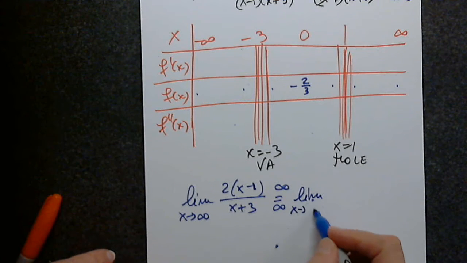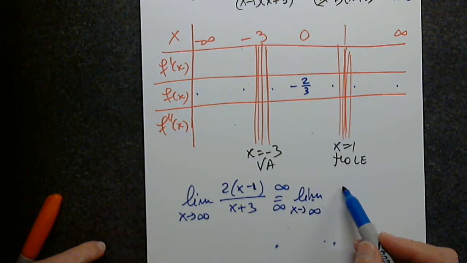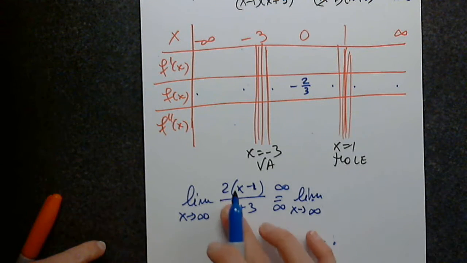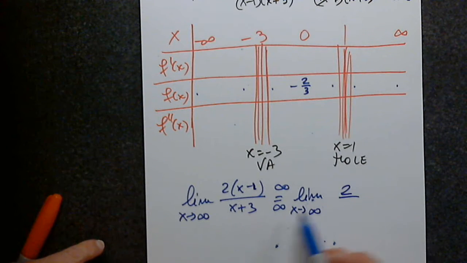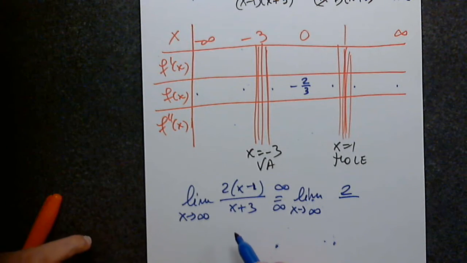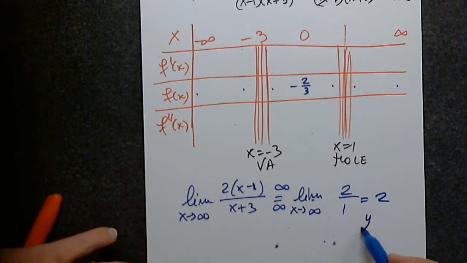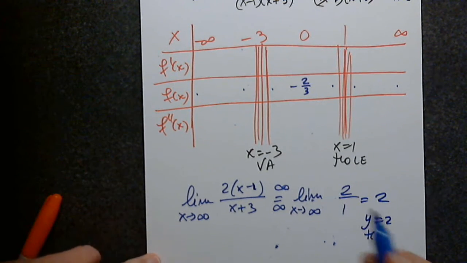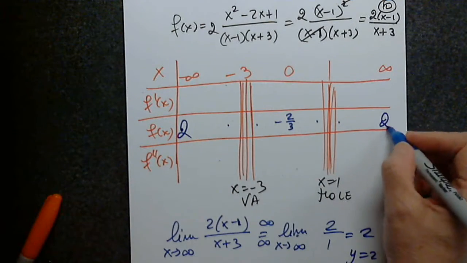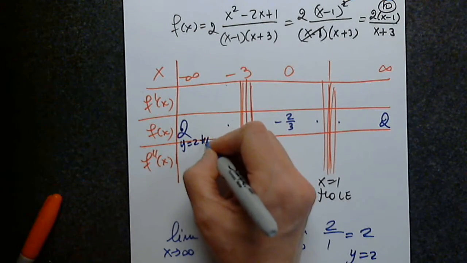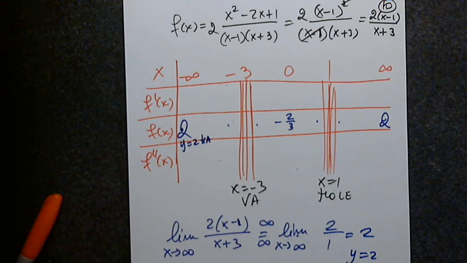What do we get when we differentiate the top? Times the 2 in front, which is 2. We differentiate the denominator. So what is the horizontal asymptote? 2. Y equals 2, horizontal asymptote. Very good. Now I have to find these limits left and right.